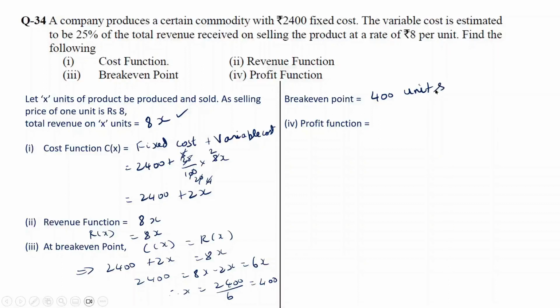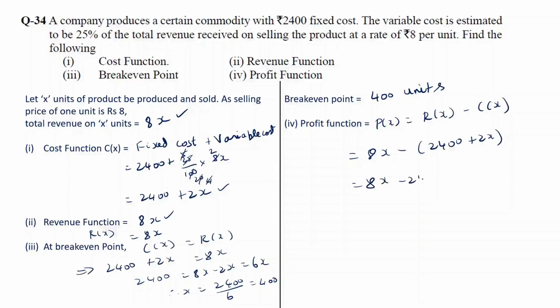And next we have the profit function. The profit function P of x is given by the difference between the revenue function and the cost function. So revenue function is 8x minus cost function, which is 2400 plus 2x. So it is 8x minus 2400 minus 2x. So this is 6x minus 2400. So these are the various functions.